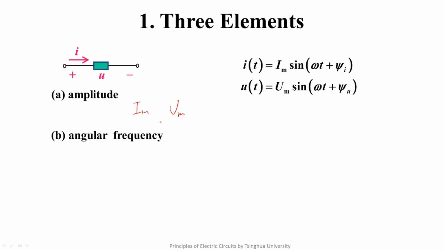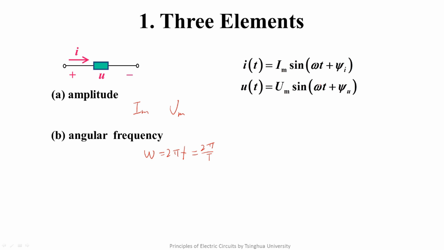The second element is the angular frequency. In the Principles of Electric Circuits course, the voltage and the current have the same frequency. Their angular frequencies are both omega. The relationship between the angular frequency and the frequency is omega equals 2 pi times f. The relationship between the angular frequency and the cycle is omega equals 2 pi over capital T.